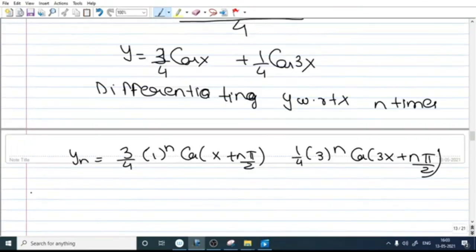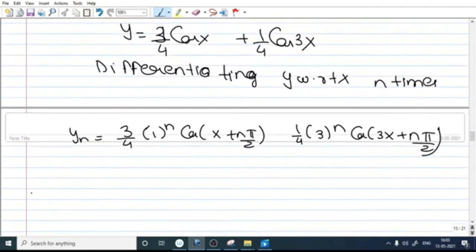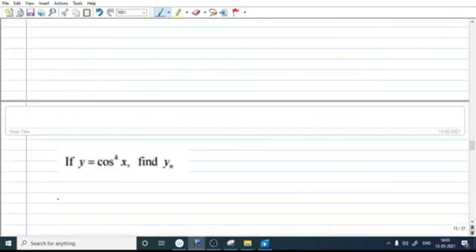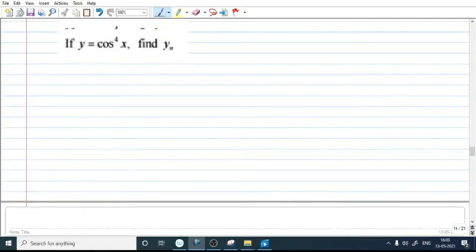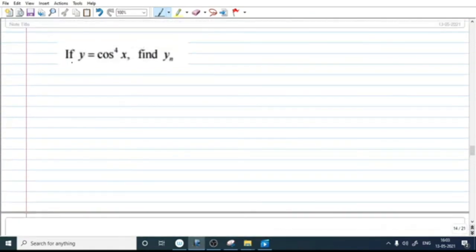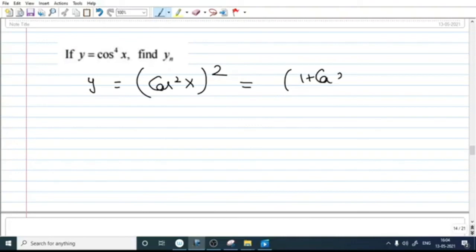Hope you have understood each and every step. The question was very similar only. Now let's move on to the next question, which is y equals cos power 4 x, okay. Find yn. So what we are going to do here, we can write y as cos square x the whole square, and we know that cos square x can be written in cos 2 theta terms, which is 1 plus cos 2x upon 2, the whole square.